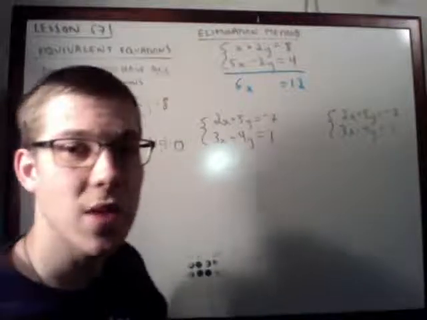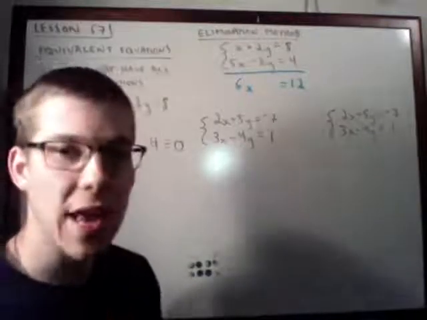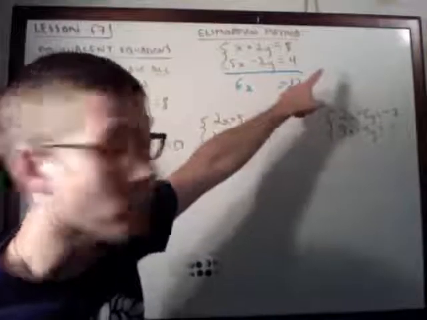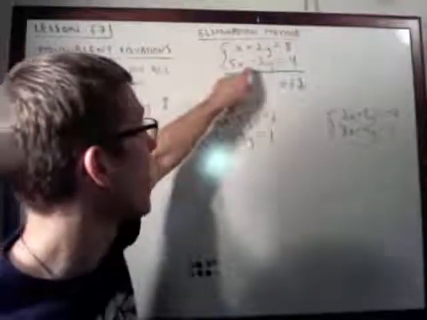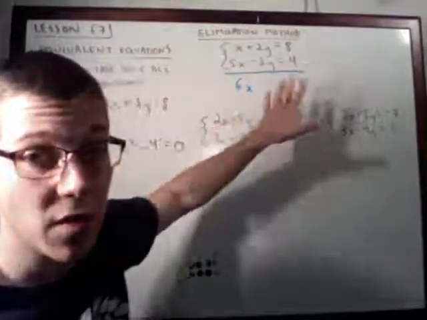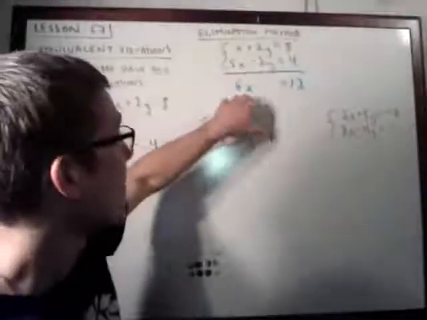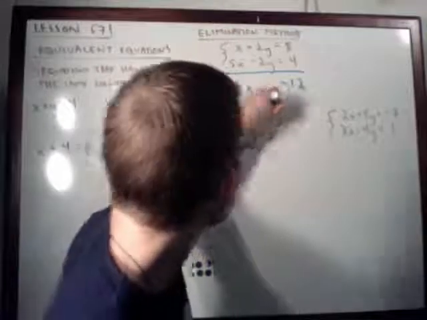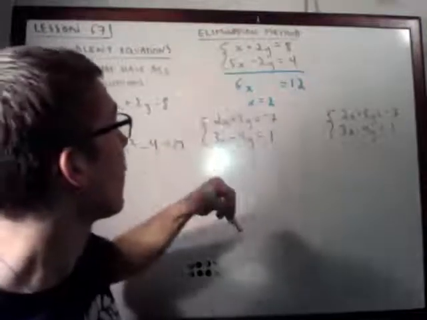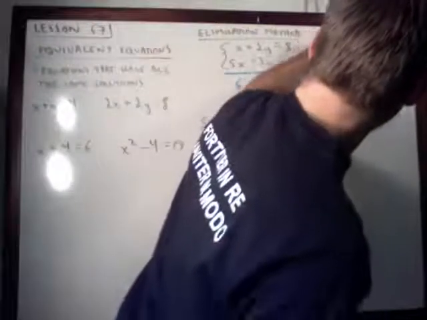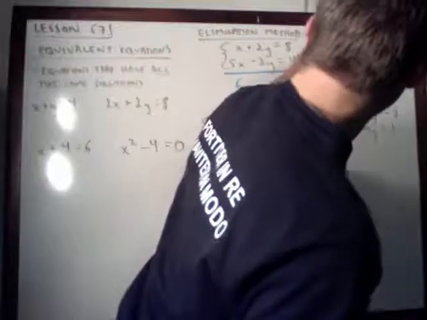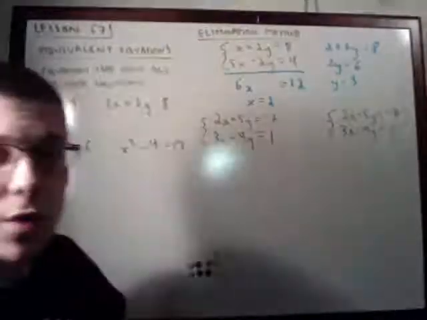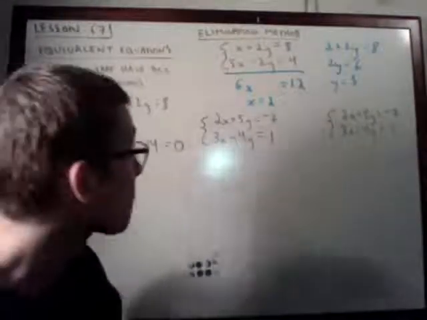So 6x equals 12. Just by adding those equations together, which we're allowed to do, because 5x minus 2y is equal to 4, we're allowed to add this to one side of the equation and this to the other side because they're equal to each other. We end up with 6x equals 12, at which point we can easily see that x is 2. Then we can plug it into one of these equations, maybe the first one: 2 plus 2y equals 8, so 2y equals 6, and then y equals 3. Our solution is 2 comma 3.